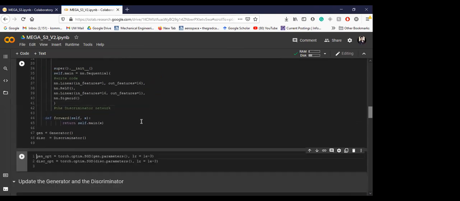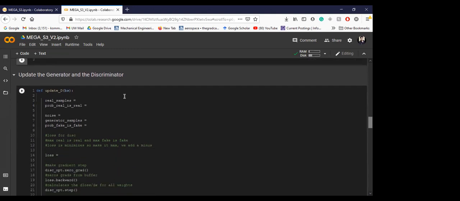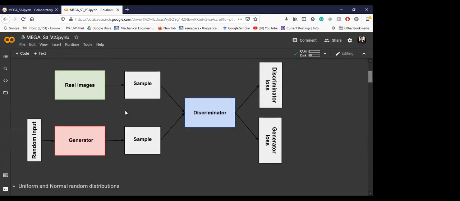So let's run this thing, and now let's have the optimization parameters for both the generator and the discriminator. Since both of them have different loss values, it is ideal to have different optimization objects. I'm also saying that the learning rate is 0.10 power minus 3. This is also exactly what we did in the last example. Okay, so let's go back to our framework.